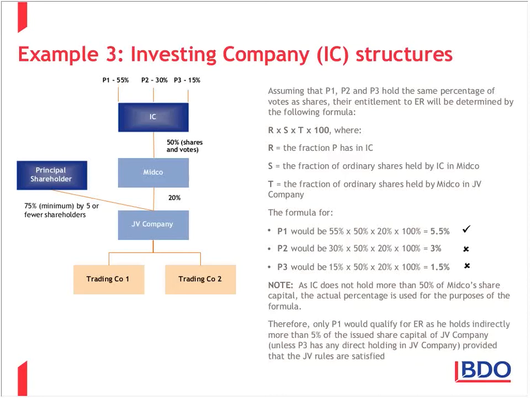So example 3, again, is exactly the same as example 2, except here the investing company owns 50% rather than 50.1% of Midco's shares. Now, as the investing company owns 50%, the legislation states that we use the actual percentage for T within the formula. As a result, P1 would now get through the ER gateway, and P2 and P3's holdings would not be eligible for ER unless they have a direct interest, which takes their indirect stake together with their direct stake up to the 5% threshold.